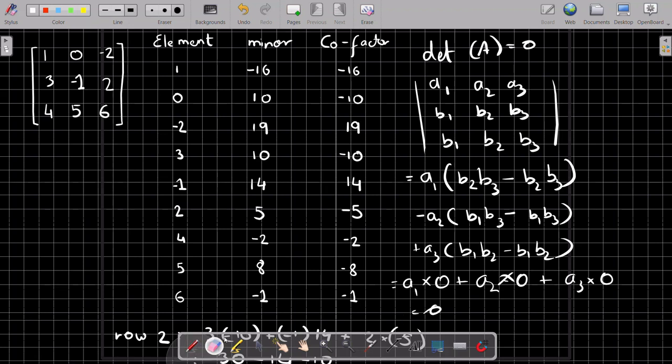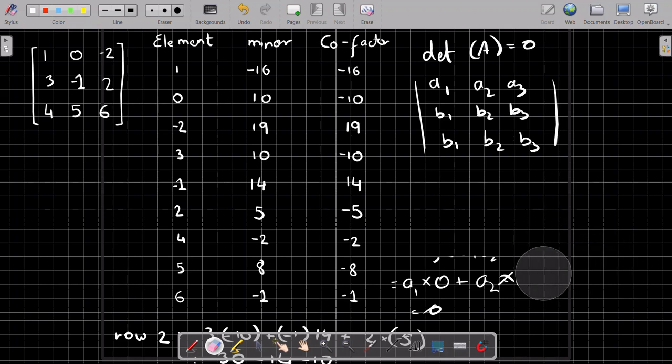Now in a similar vein, we can prove this property if we have this scenario, which was our property number 6. If two rows are in the same ratio to each other, or two columns are in the same ratio to each other.